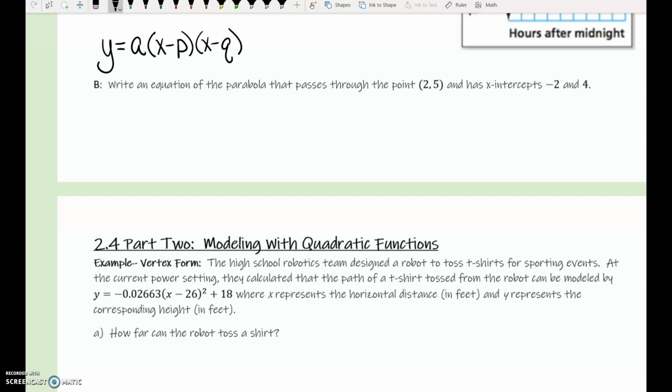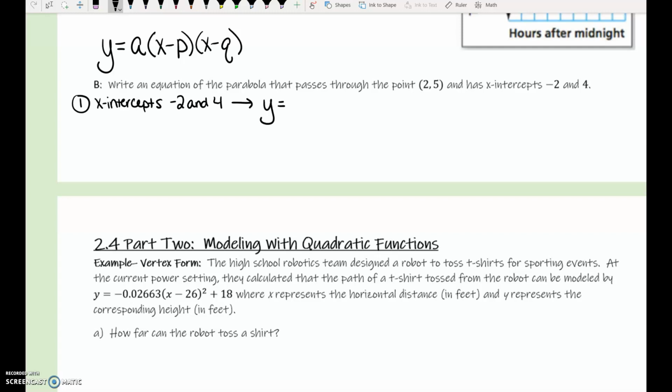This time we're using intercept form. They're going to give us the x-intercepts. Our x-intercepts are -2 and 4, and they're also giving us a point. We're going to start this the same way. Our first step is going to be to plug in your x-intercepts. Our x-intercepts are -2 and 4.